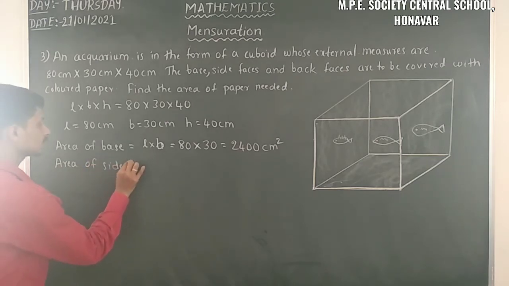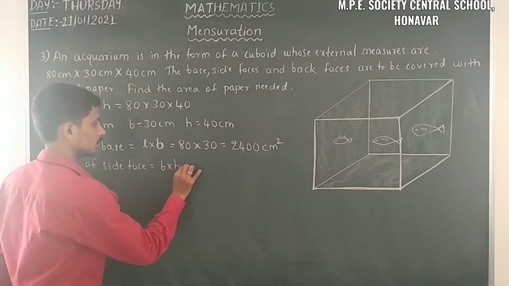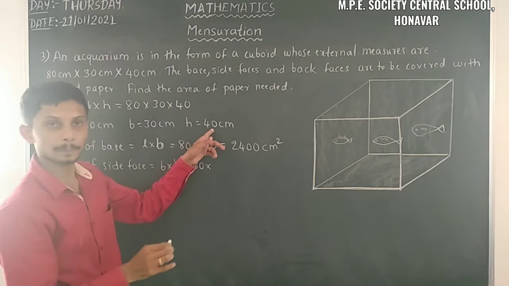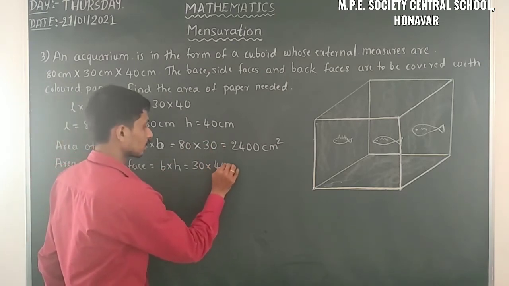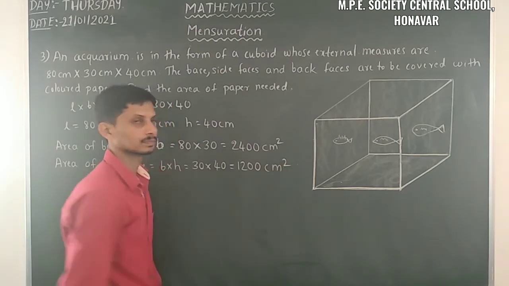Area of side face is equal to B into H. What's the value of B? It's 30. And what's the value of H? That is 40. So it is 1200 centimeter square.